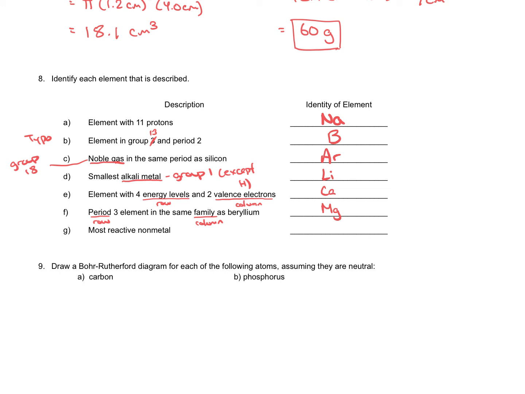And finally, the most reactive non-metal. So this was our most recent lesson we had on Thursday. The most reactive non-metal is going to be a halogen, because they're the most reactive non-metals. But which halogen? It is the smallest halogen. That'll be the most reactive, and that is fluorine. So there it is.